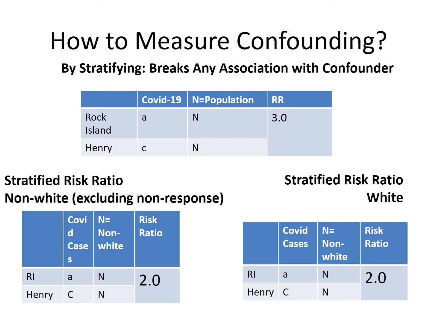So first, what you want to know is that stratifying is a concept of breaking that big risk ratio, that crude, that rough risk ratio, where you just throw everyone in Rock Island, everyone in Henry County together into one comparison. You have a risk ratio of 3, it's a rough estimate. Once you stratify into groups related to your confounder, you're breaking any association with that confounder. In other words, if there are differences according to ethnicity in Rock Island and Henry County, you can break that relationship by separating the ethnic groups into categories and getting separate risk ratios.